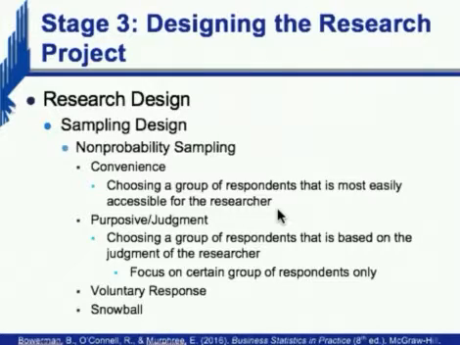So if the researchers know certain kinds of people or certain people who are considered to be ideal and they choose those ideal students as the respondents, then that's considered as purposive or judgment because again, it's purely based on the judgment of the researcher. So it's non-probability still because there is no randomness involved in the selection of the respondents.